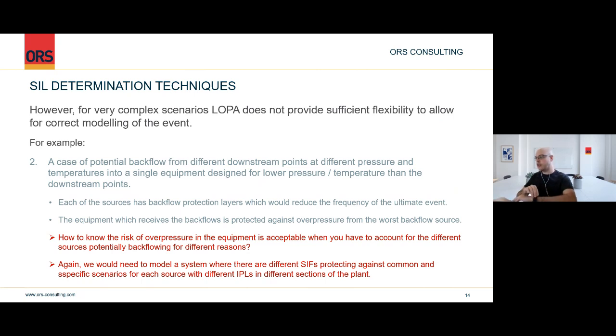You again need to model different SIFs which are protecting against common and specific scenarios for different pressure or temperature sources with different IPLs. Each one of these sources may have different IPLs, and you need to put all these in one model. So how do you do that? You do that with a fault tree.